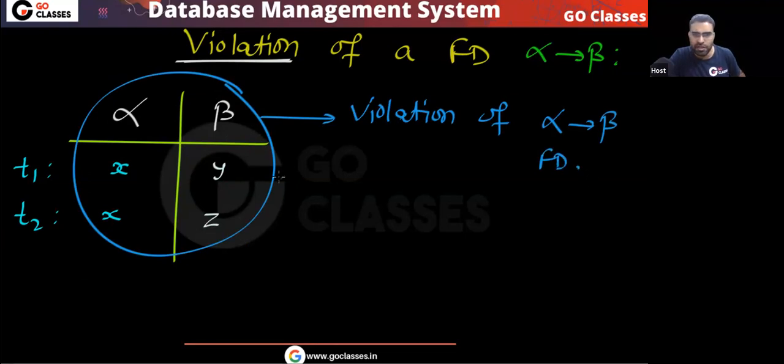If you can create this type of situation, where Y is not equal to Z, then what will it mean?